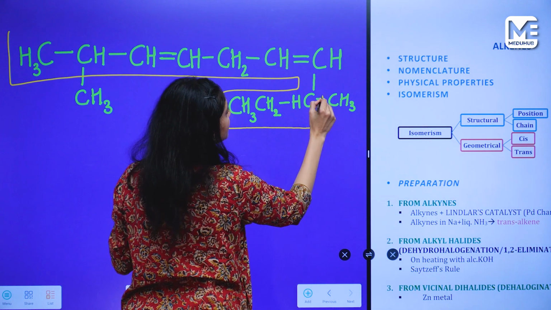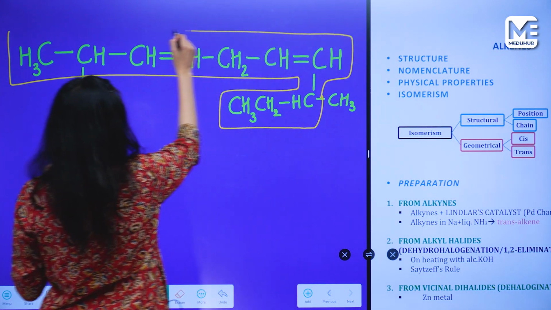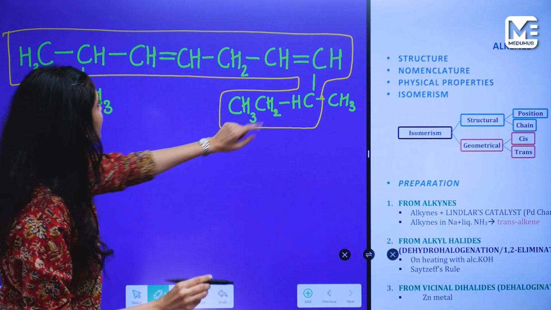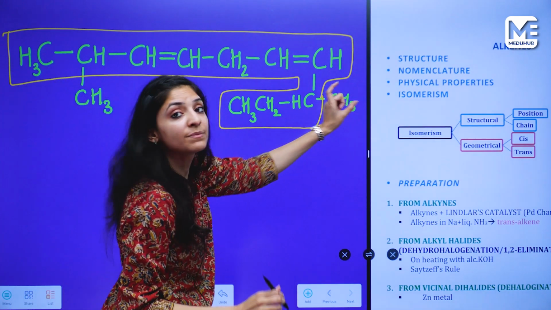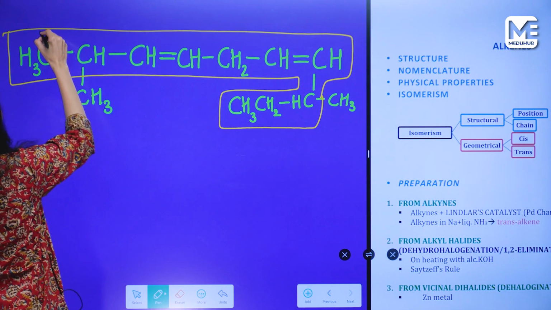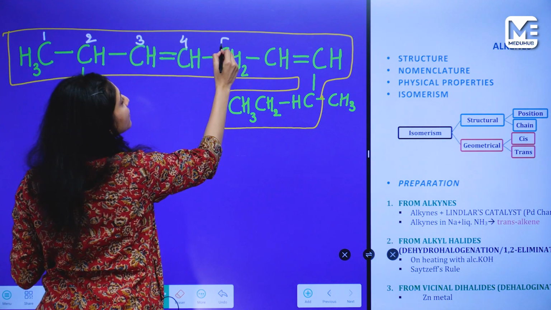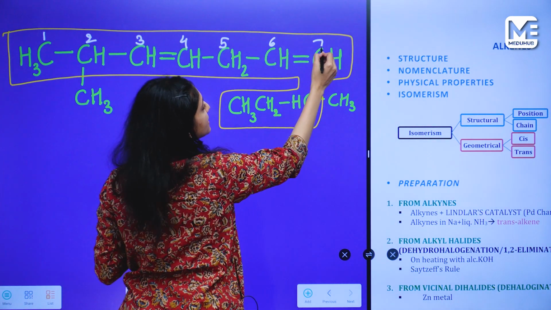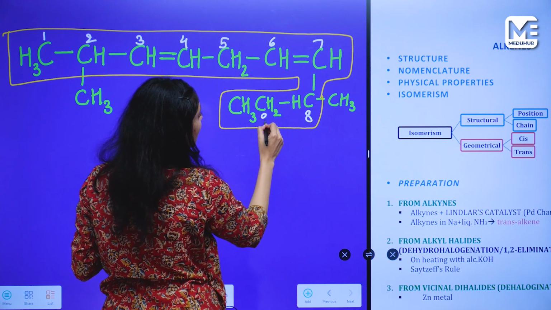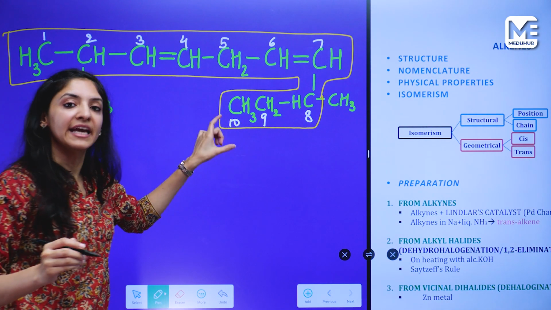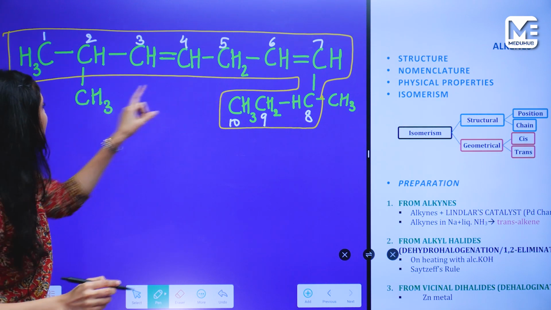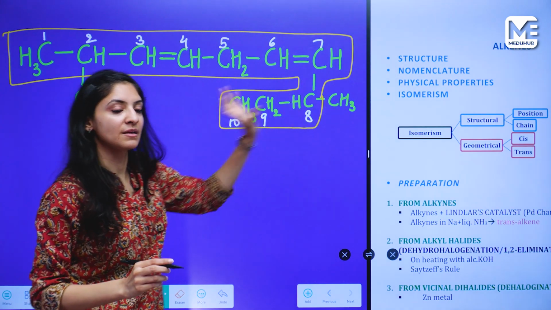Let me highlight it. Right, this is the longest carbon chain. These are the two substituents present on it, and from here we will start the numbering. 1, 2, 3, 4, 5, 6, 7, 8, 9 and 10. This is a decene. It has two double bonds and it has two methyl groups as substituents.